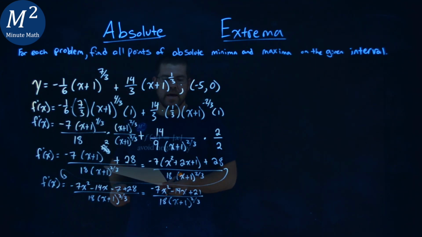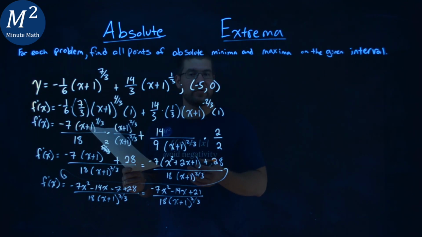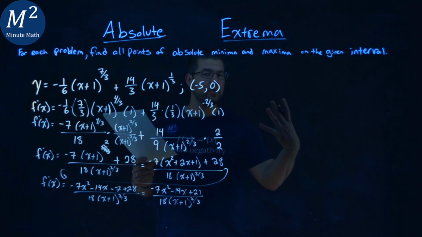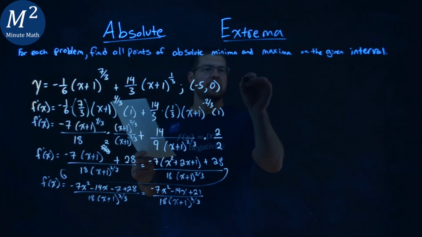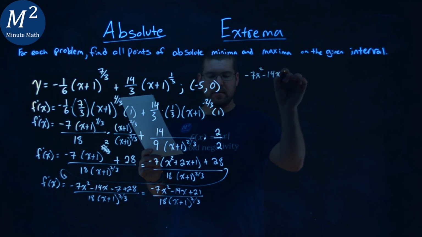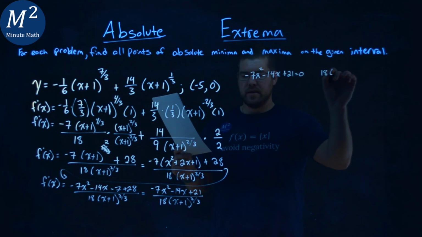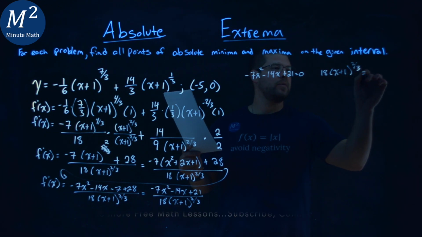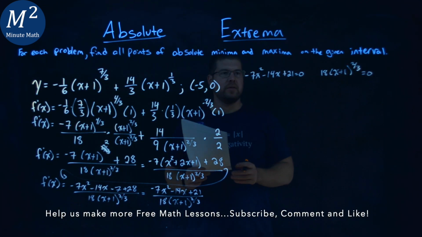At this point we want to find our critical values. We set it equal to 0, so the numerator and denominator each equal 0. The numerator is where it's equal to 0, the denominator where it's undefined. So we have negative 7x squared minus 14x plus 21 equal to 0, and then 18 times x plus 1 to the 2/3 power equal to 0. Let's deal with this one first.